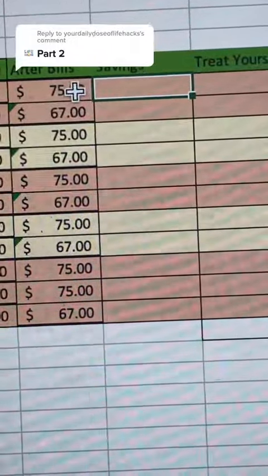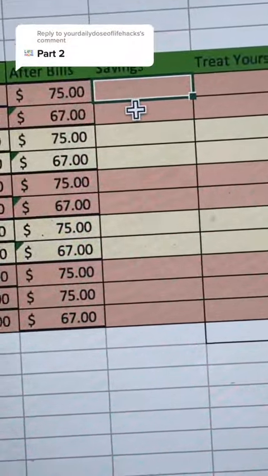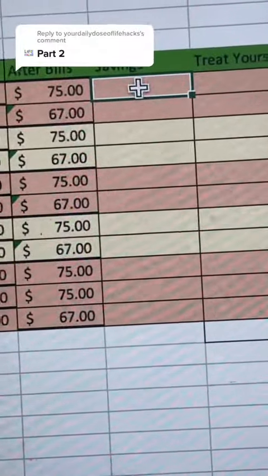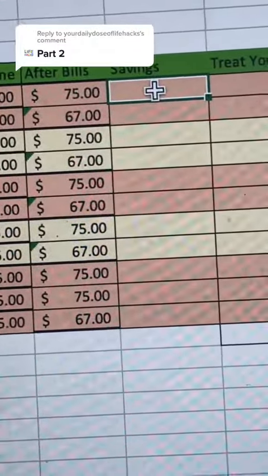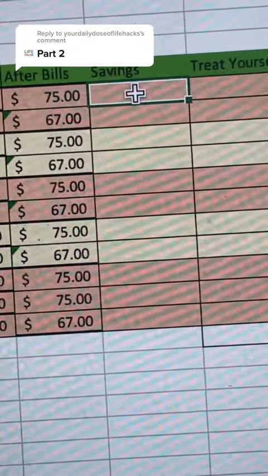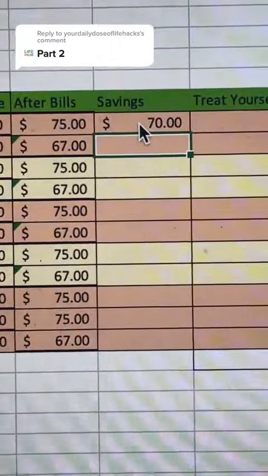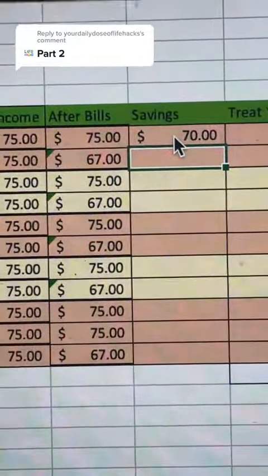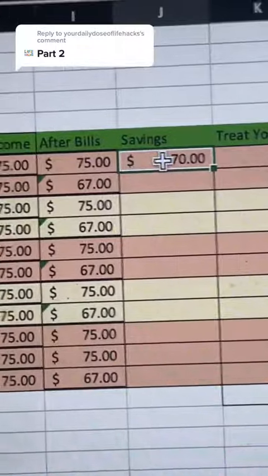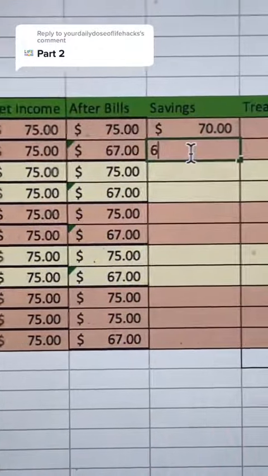Say I have $70 left after my bills. What am I going to do with the money? So usually I will put a greater amount into my savings. So if it's me, I would put $70 in my savings after all of my bills are paid off. So that one, this savings, I will add in $70. This one, I'll say $60.